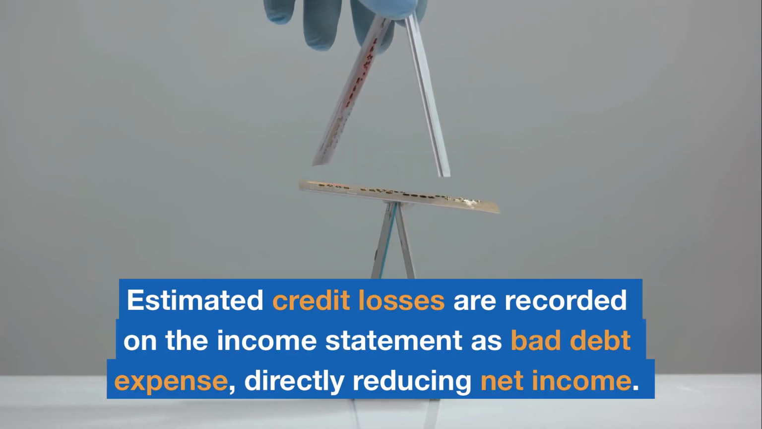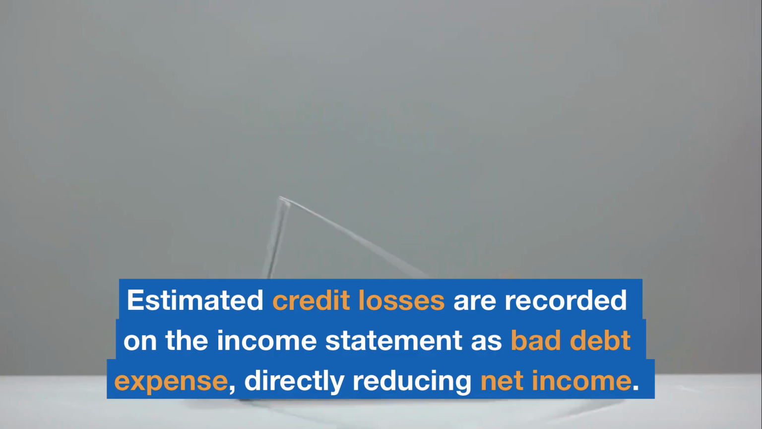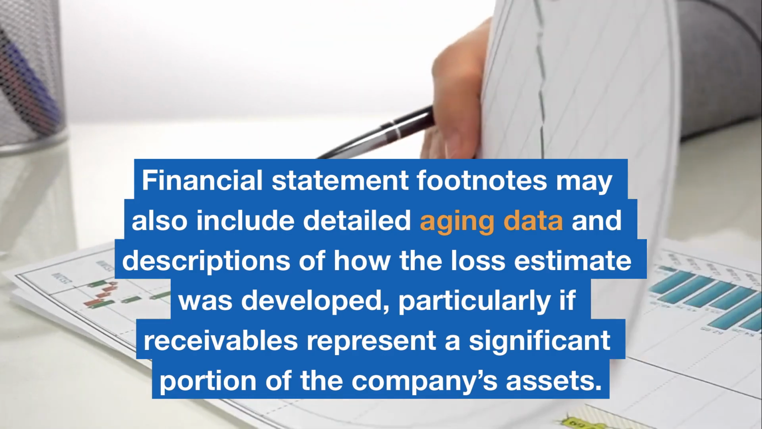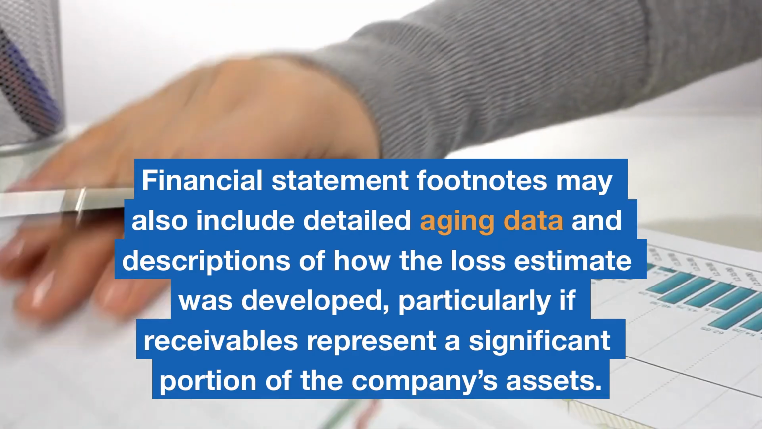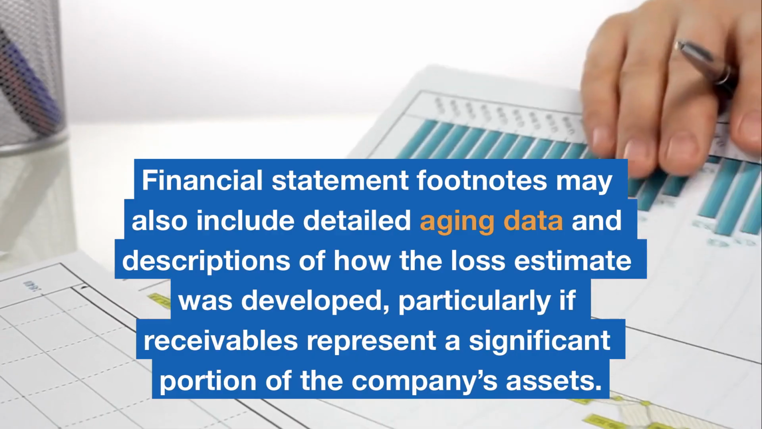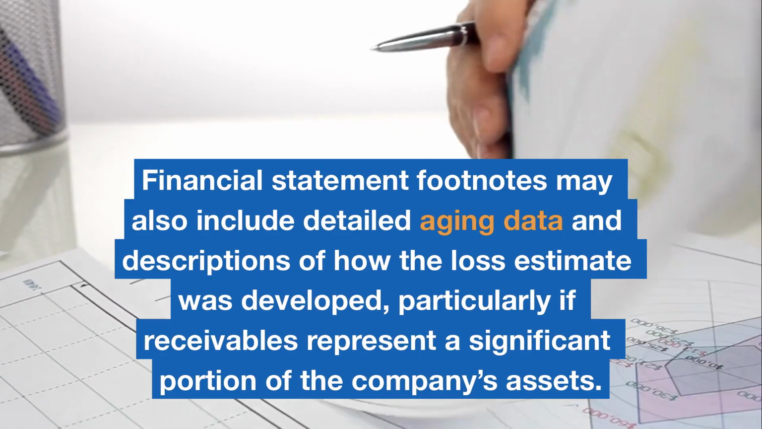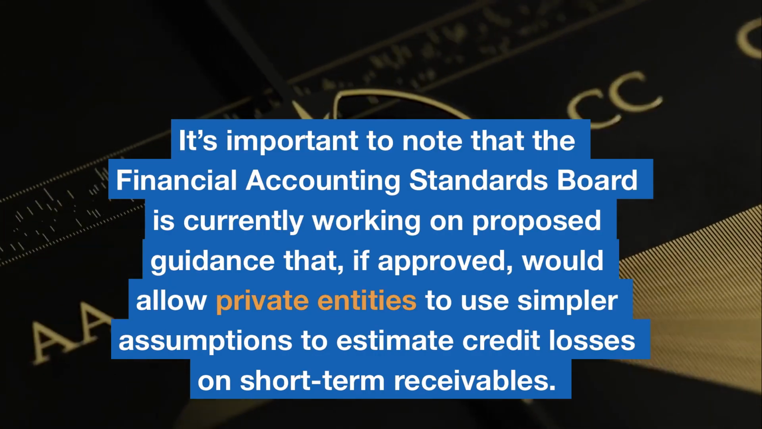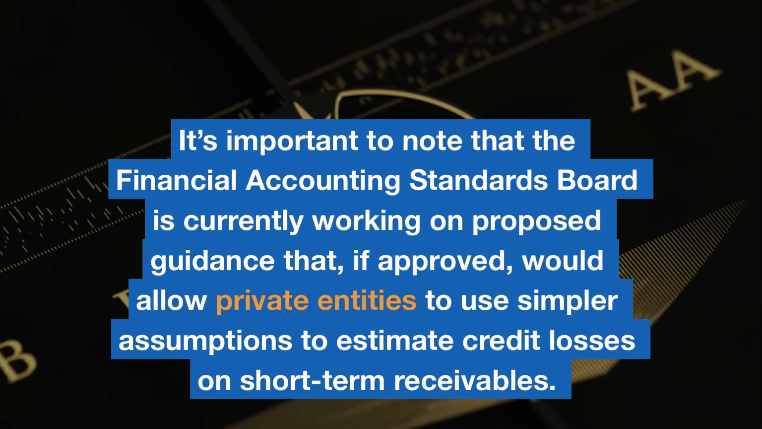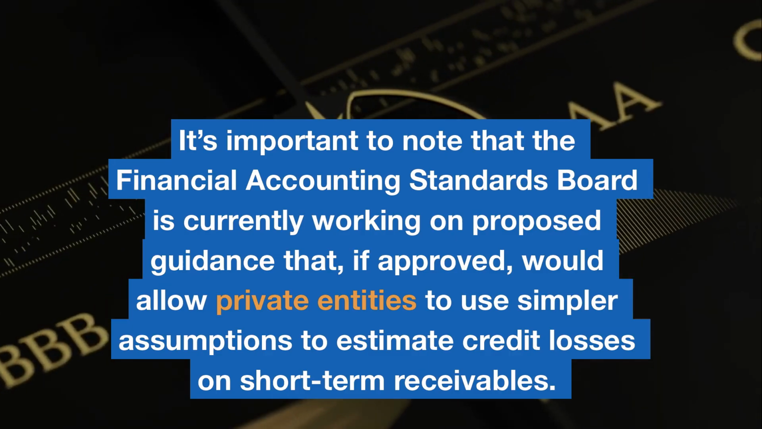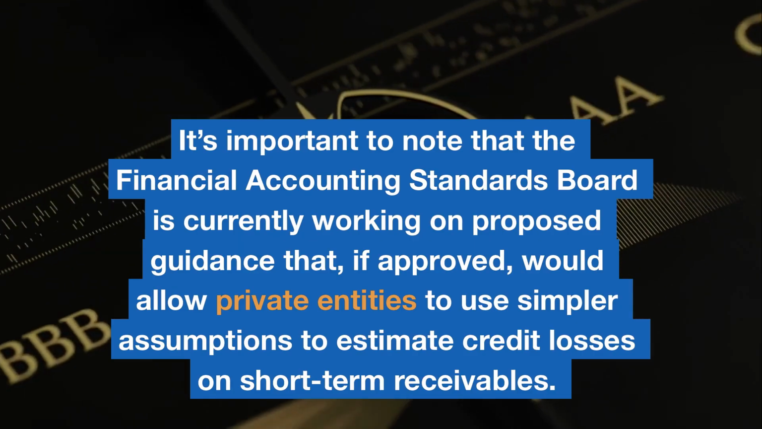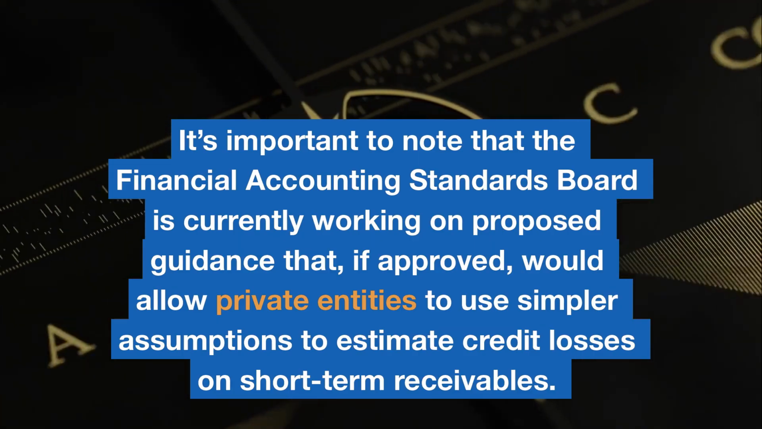Estimated credit losses are recorded on the income statement as bad debt expense, directly reducing net income. Financial statement footnotes may also include detailed aging data and descriptions of how the loss estimate was developed, particularly if receivables represent a significant portion of the company's assets. It's important to note that the Financial Accounting Standards Board is currently working on proposed guidance that, if approved, would allow private entities to use simpler assumptions to estimate credit losses on short-term receivables.